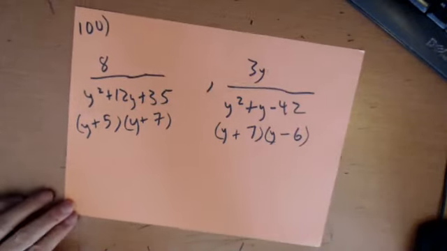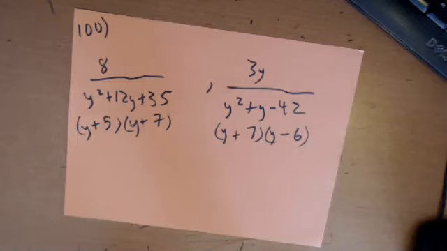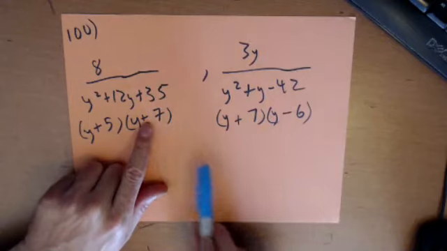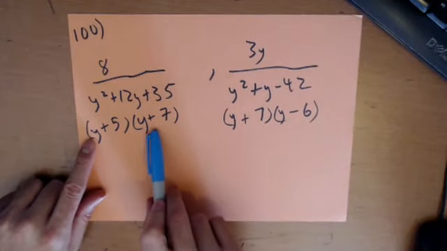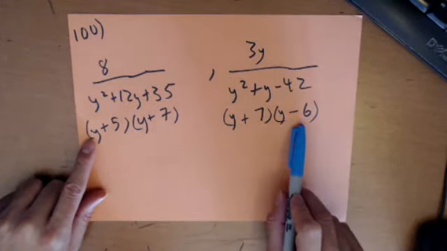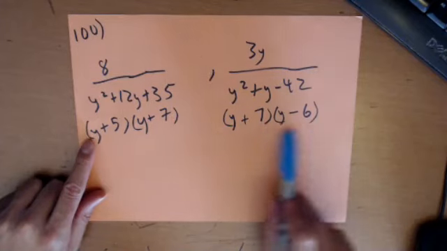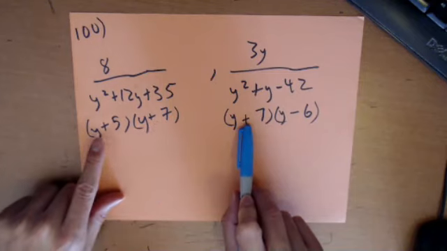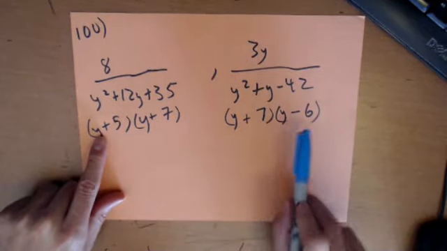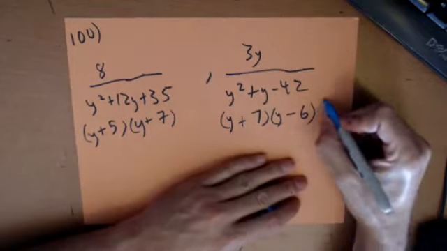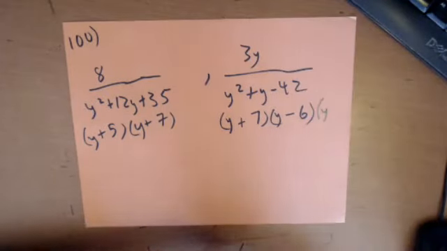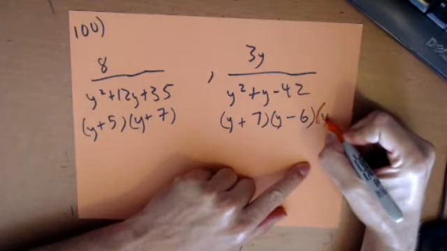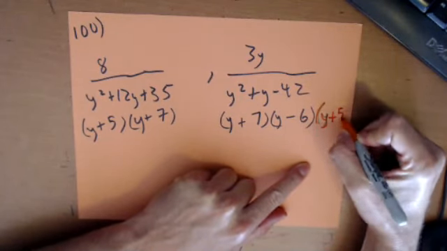And now here's the weird part. Okay, let's see. So we're trying to get a common denominator. So I see a y plus 5 and a y plus 7, a y plus 7 and a y minus 6. If I need the bottoms to be completely the same, they both have a y plus 7, so that's good. This guy has a y plus 5. This guy doesn't. So this guy needs a y plus 5, so let's put a y plus 5.